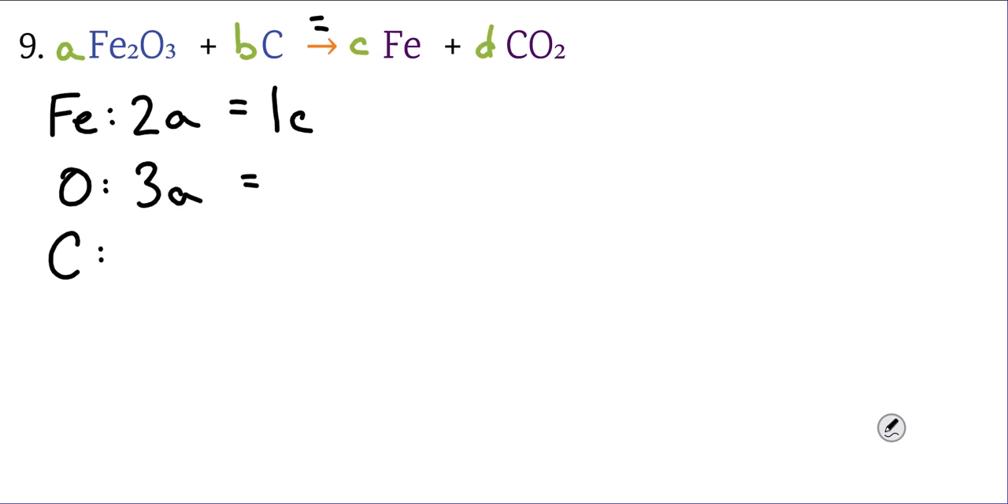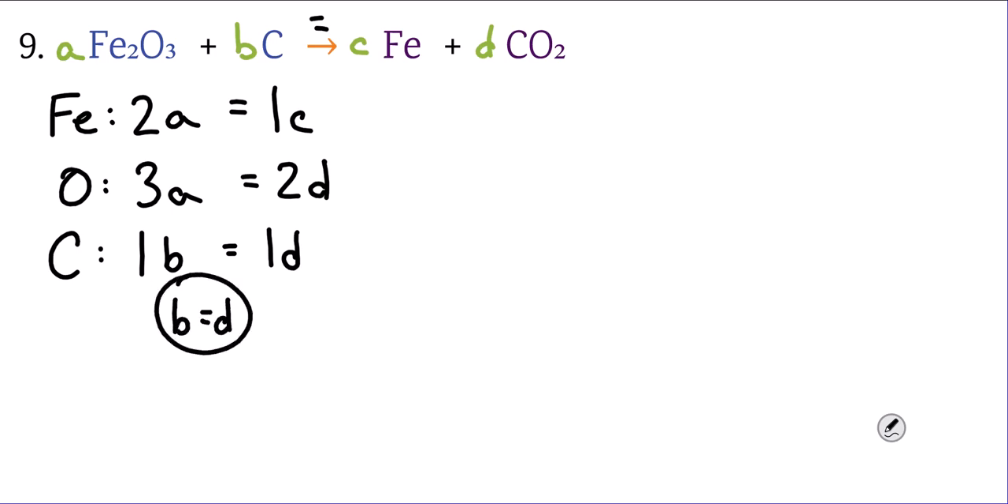Our equal sign comes at our yields or produces arrow. Oxygen has 3 associated with A and 2 with D, and C, and carbon has 1 associated with B and 1 with D, telling us that B equals D. We're going to set one of the variables equal to 1 and solve for the rest.